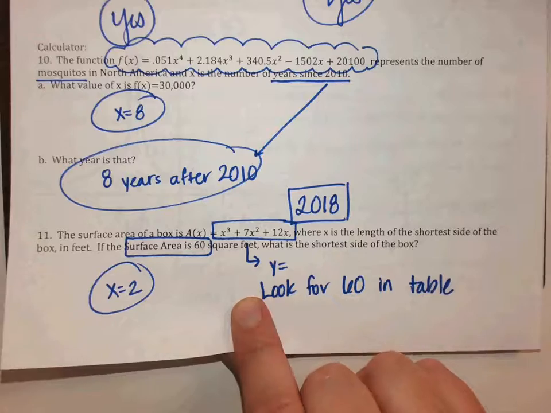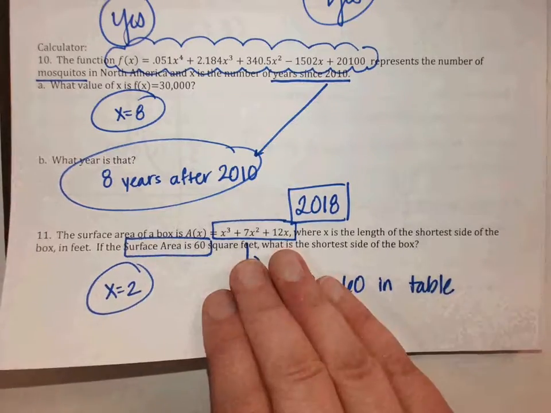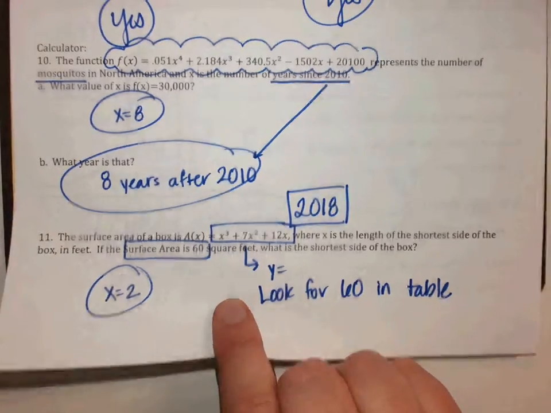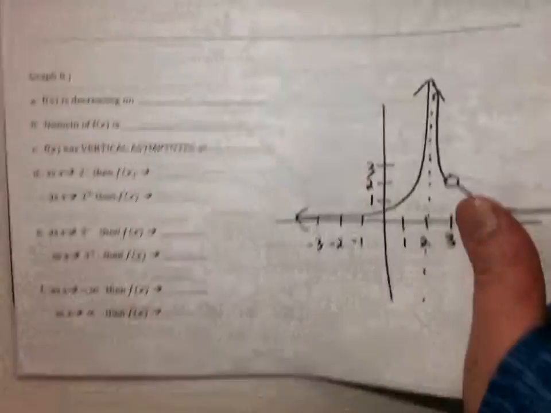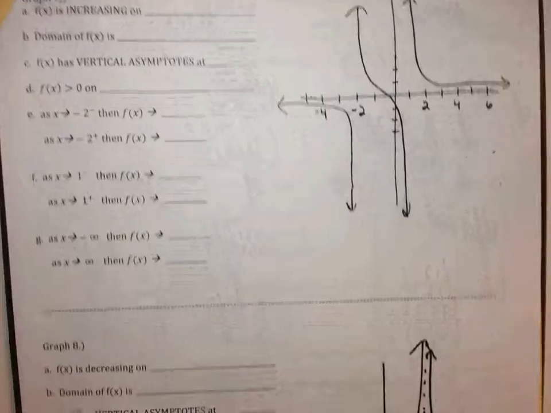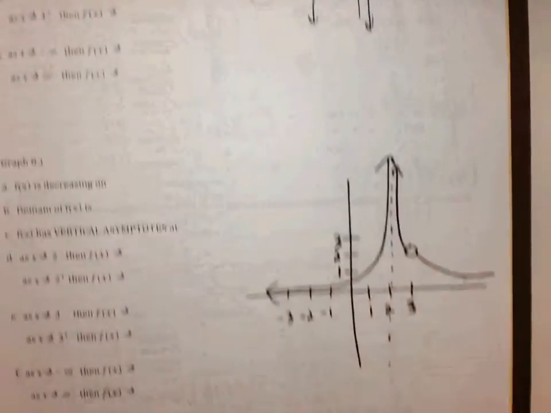Okay, and then you'll have your review all the way done. You shouldn't have any homework. Okay, flip over to the back side. Let's do graph 8 first.